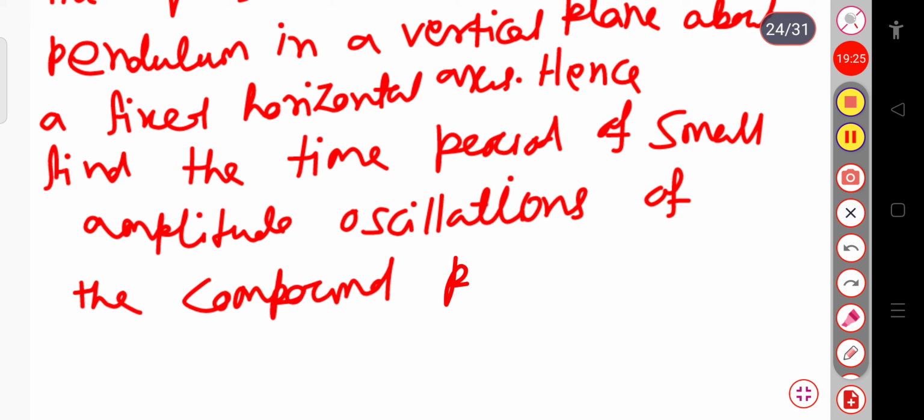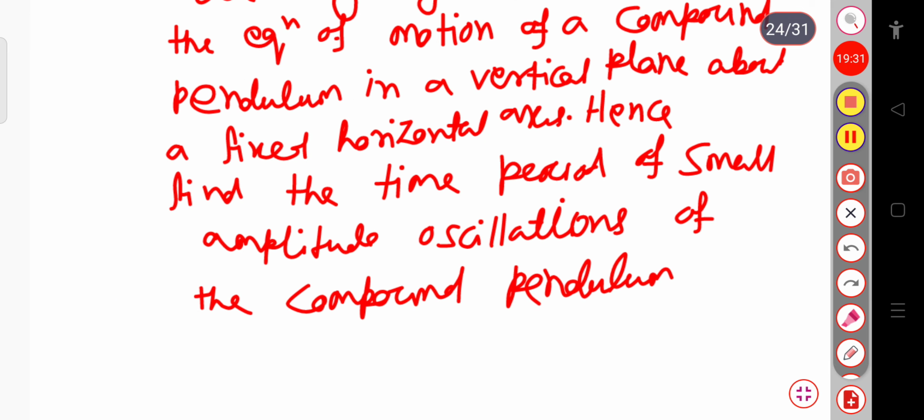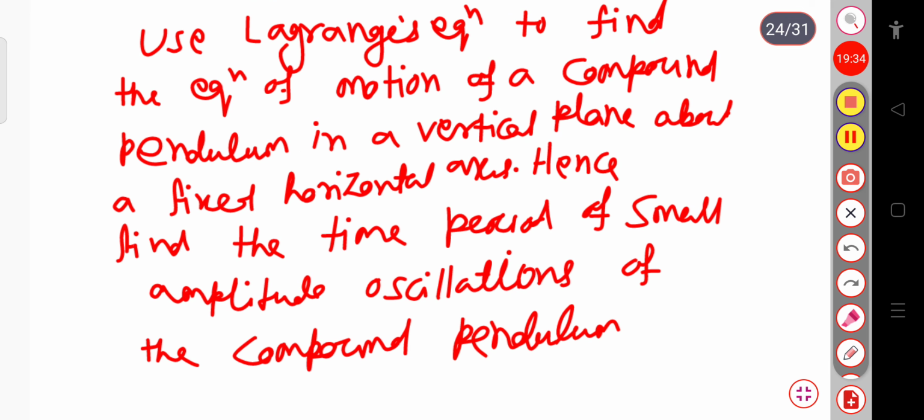That is, you have to basically calculate the equation of motion for the compound pendulum by using the Lagrangian equation, and after that, for the small oscillation, you have to calculate the time period.